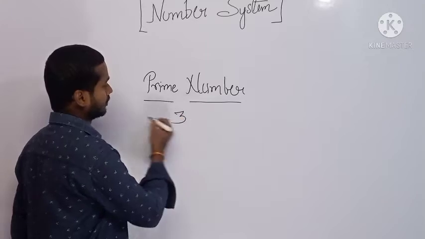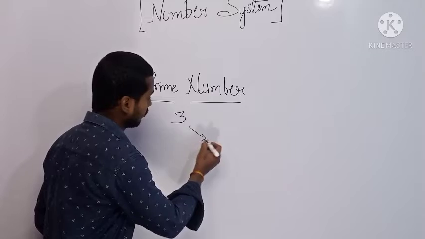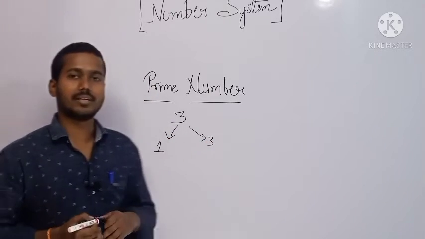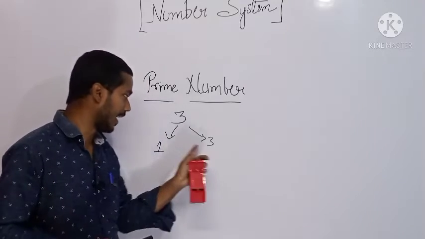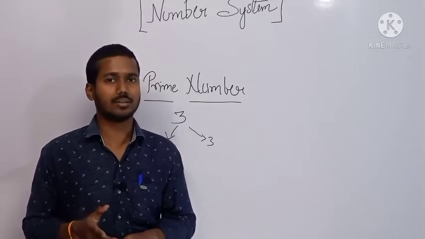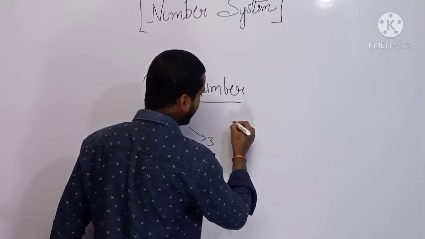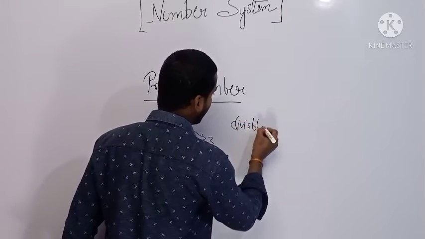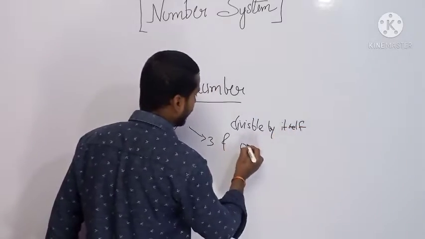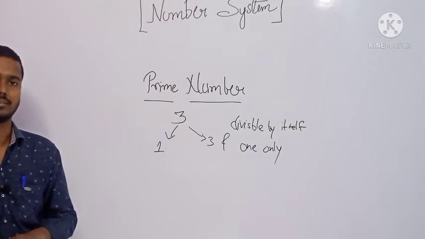Let's take 3. Check 3. 3 is divisible by 3 and it is also divisible by 1. So 3 is divisible by itself and 1. So a number which is divisible by itself and 1 only is called a prime number, right? A number which is divisible by itself and 1 only is called a prime number.